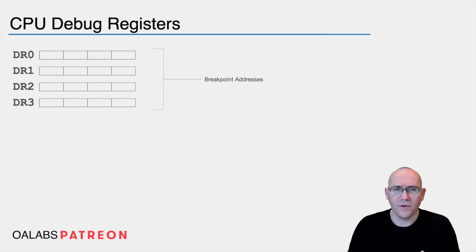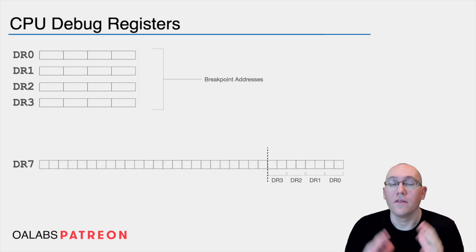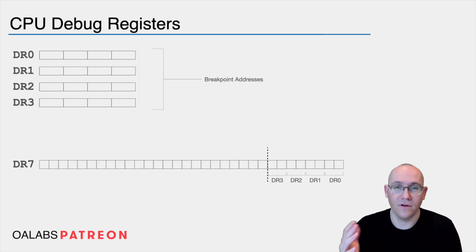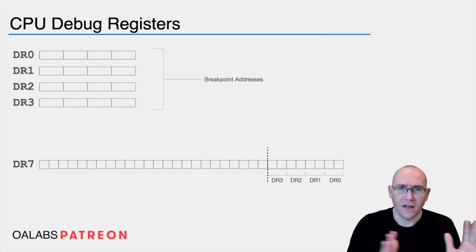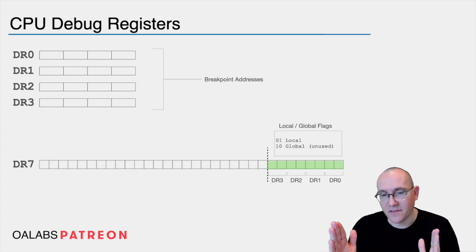Okay, let's dive into these registers and how they're laid out. So DR0 to 3 contain the address of the breakpoint. These are stored in little endian. It's very straightforward. It's just a register with an address. DR7, however, is quite complex. The DR7 register is used to control the DR0 to DR3 registers, and it is actually set via a bit mask.